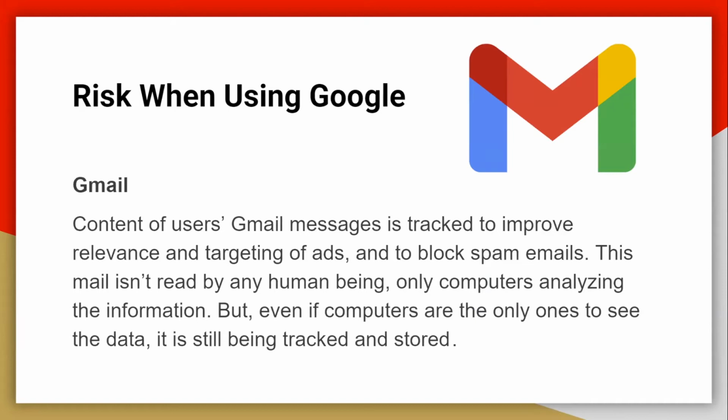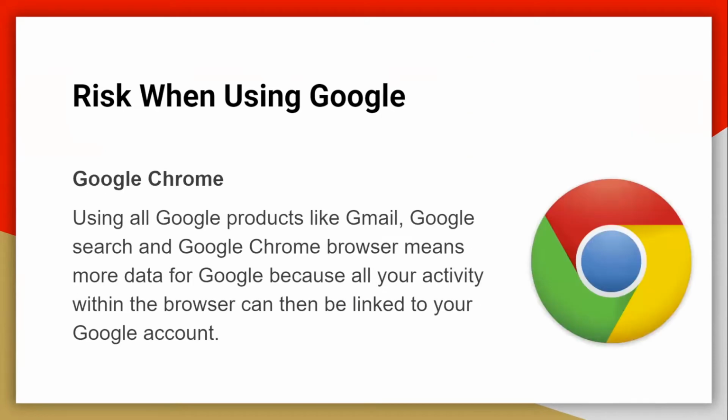All right, Gmail. The content of users' Gmail messages is tracked to improve relevance and targeting of ads and to block spam emails. This mail isn't read by a human being, only computers analyze this information. But even if computers are the only ones to see the data, it is still being tracked and stored. Google Chrome. Using all Google products like Gmail, Google Search, and the Google Chrome browser means more data for Google, because all your activity within the browser can then be linked to your Google account.